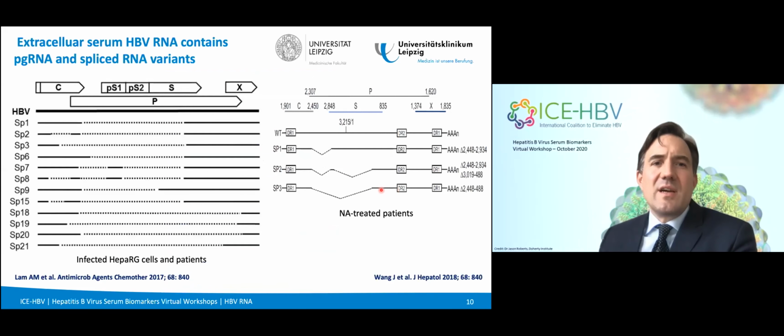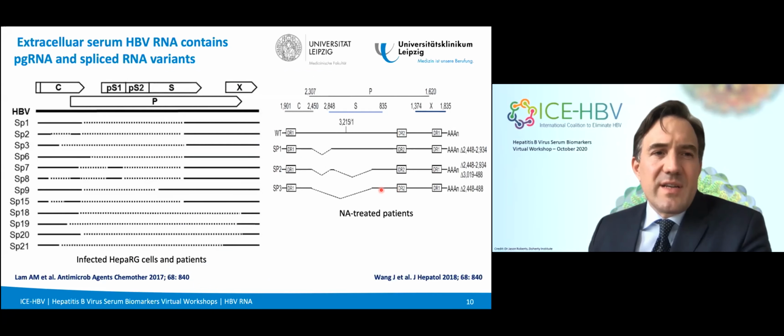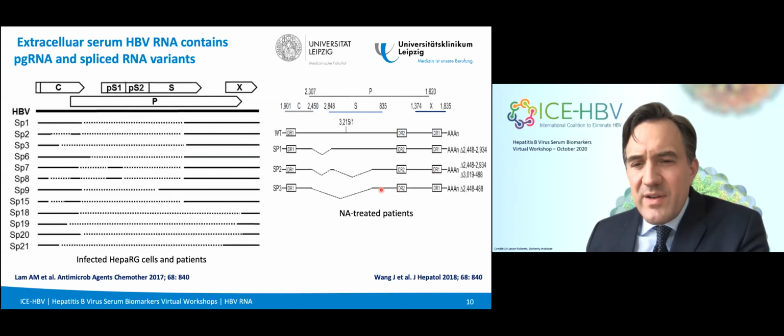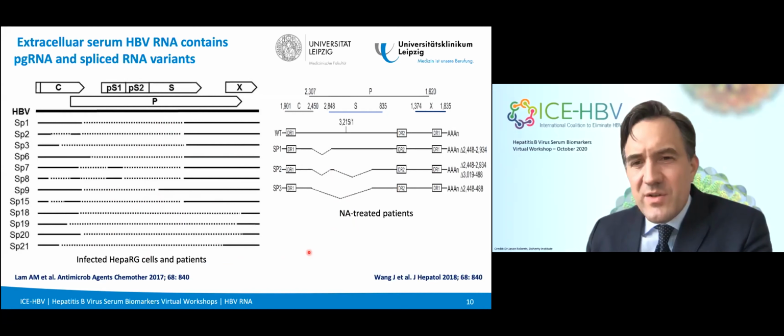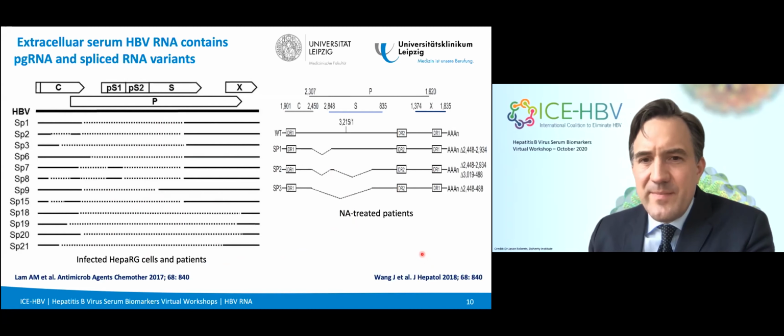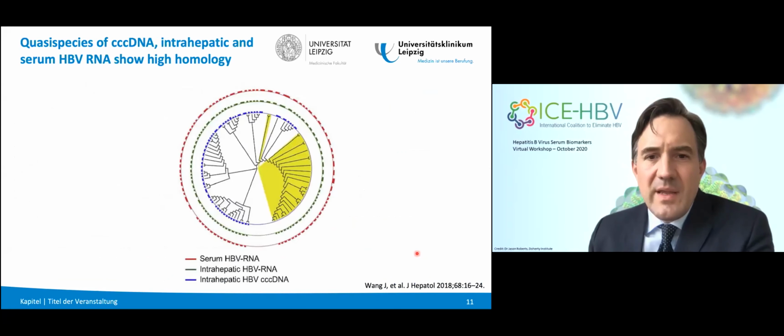So extracellular serum HBV RNA contains pregenomic and spliced RNA variants. I mean, this has been shown. These are two different studies that could show this. Here we could see that spliced variants were present in the serum in patients treated with nucleoside analogs and in naive patients, and here in cell supernatant. So it is very likely that the spliced RNA is indeed present in patients.